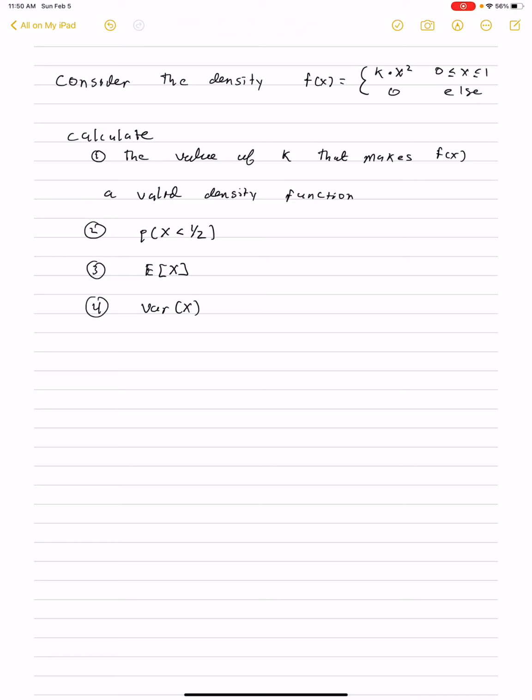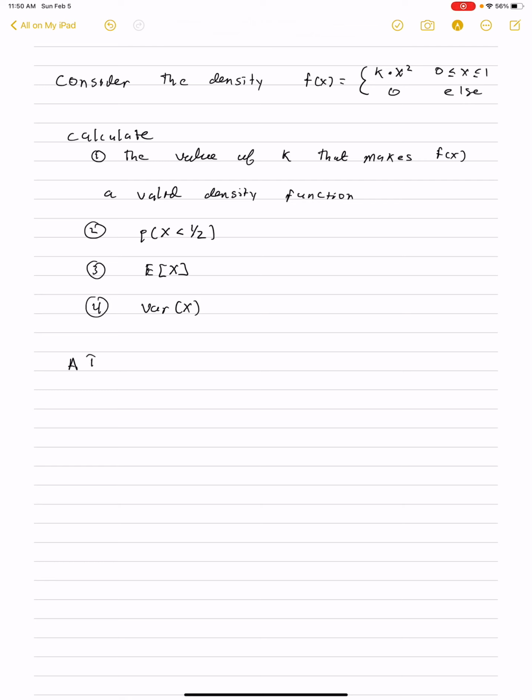Hi, today we're going to talk about more properties of continuous density functions, such as the one given above by f of x equals k times x squared, where x is between 0 and 1. Here there's an infinite range or interval of possible numbers for x, so it is indeed continuous. We're asked to calculate the value of k that makes f of x a valid density function.